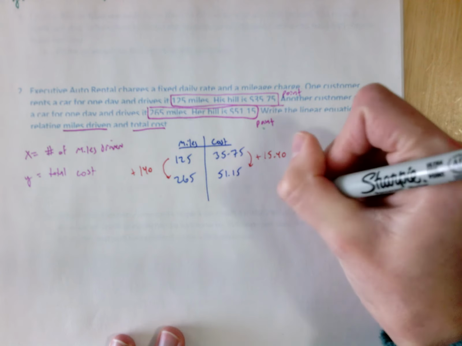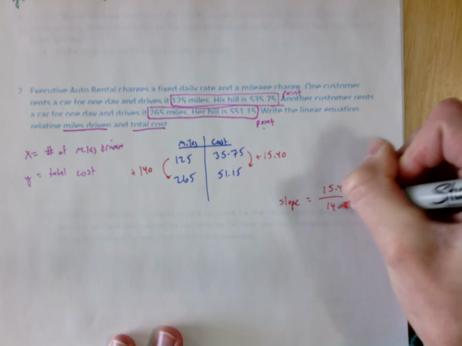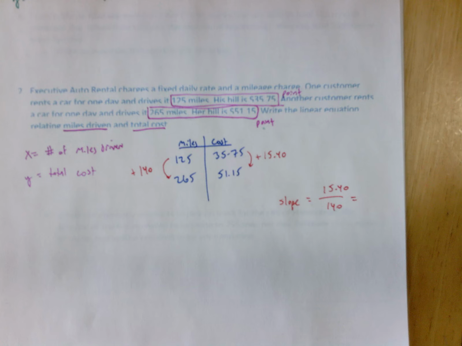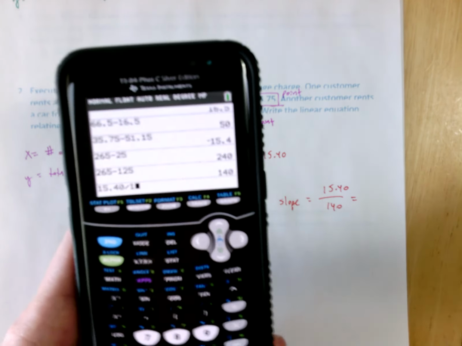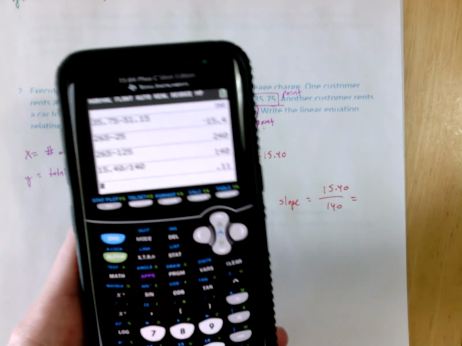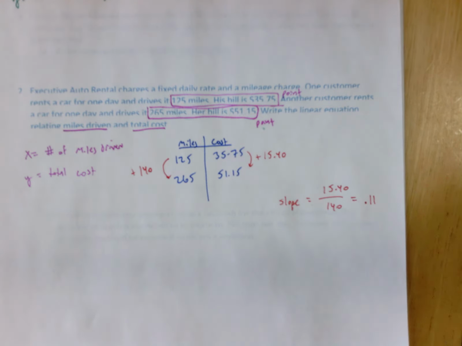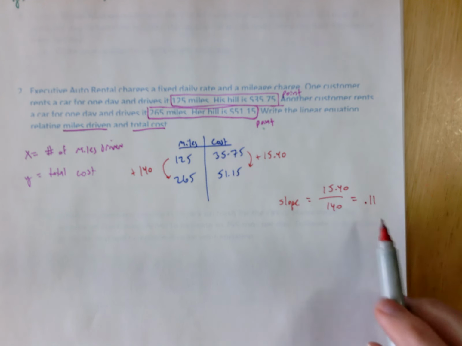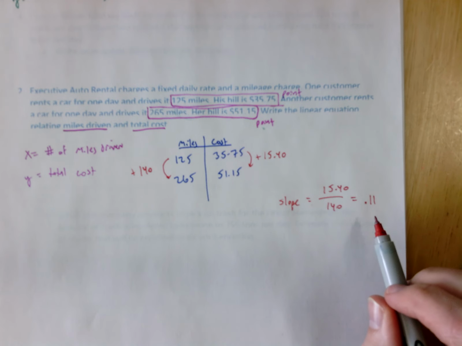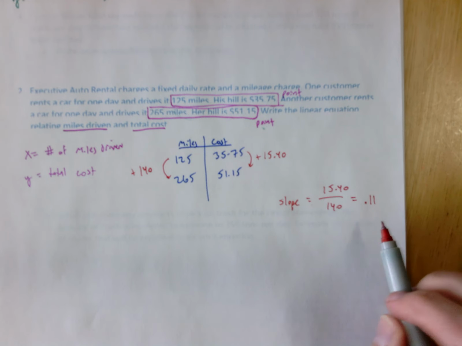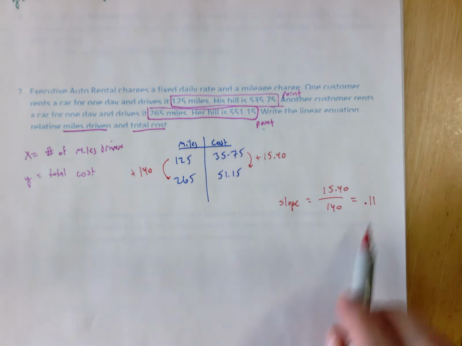All right, cool. So then my slope is going to be change in Y over change in X. So I'm going to do 15.4. So 1540 divided by 140, which is 0.11. Okay, so we got a decimal, but that's okay, because remember, slope is your rate of change. So what this is telling me is that they're charging me 11 cents a mile. Okay, so when you rent this car, they're going to charge you a fixed daily rate and then a mileage charge. Well, the 11 cents is the mileage charge. Every mile you drive it, you have to pay 11 cents.